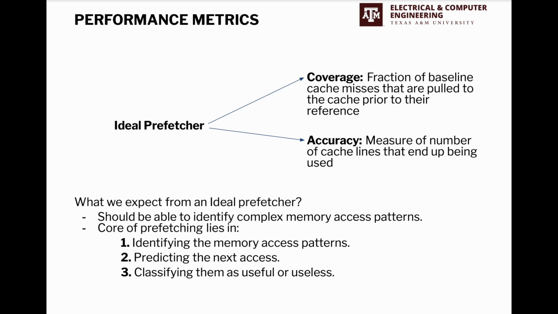It should also have a good accuracy, which is the number of cache lines being used that were pulled to the prefetcher. For example, if 100 lines are being fetched, but out of those 100, only 70 are being used, then we can say the accuracy is 70%. An ideal prefetcher should also be able to identify complex memory access patterns, and based on that, predict the next access and classify them as useful or useless.